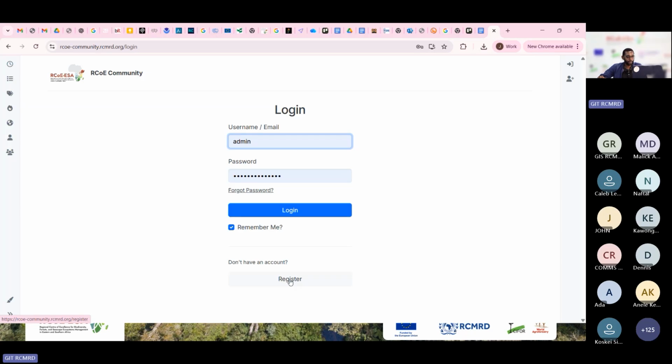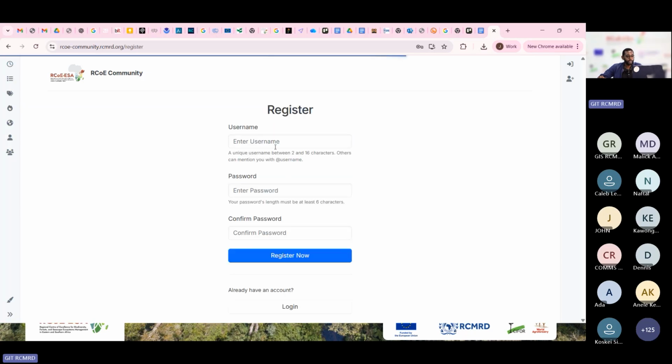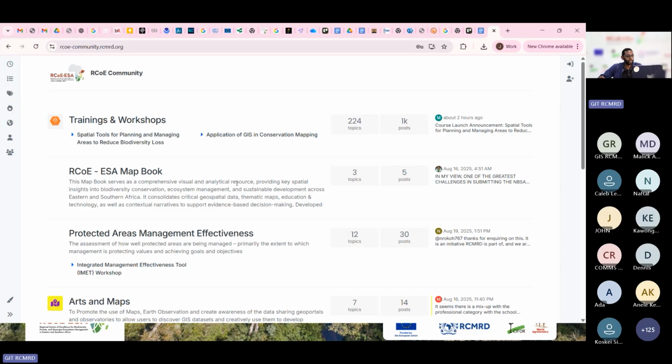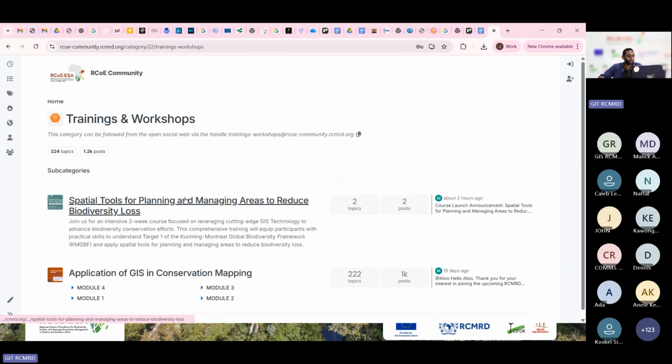If you are coming in for the first time, I encourage you to register a new account: you enter a username and a password, and you can register. Once you've done that, you'll get a confirmation email to confirm that you are the one opening the account. Once you're done, you'll be able to engage in our community, comment, share, and like as well. So I really encourage us to be active on the platform, talk and share ideas, and collaborate more.